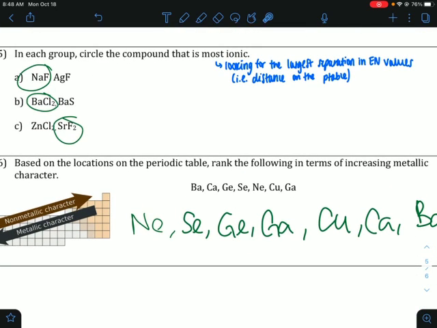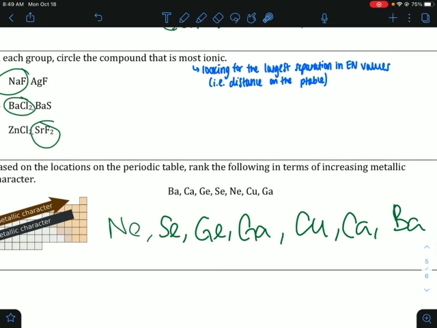And finally, based on locations on the periodic table, rank the following in terms of metallic character. Again, metallic character increases going down and to the left. So we're going to start with the one that's in the most upper right-hand corner. That would be neon. And we're looking to go down and to the left for that metallic character, so we'll go all the way from neon through barium. That one's just placing in order as you see here.